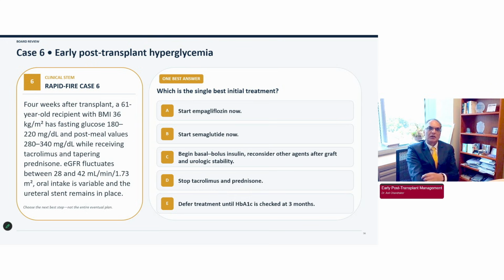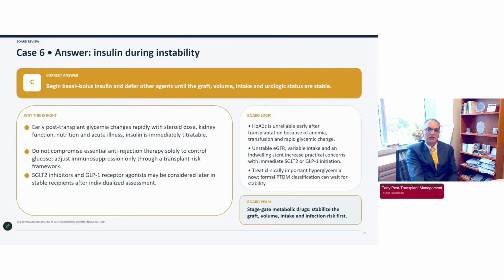This is a question about post-transplant hyperglycemia. The point of this question is, if a patient has hyperglycemia, the treatment is to use insulin, right, and not try to manage patients without it.